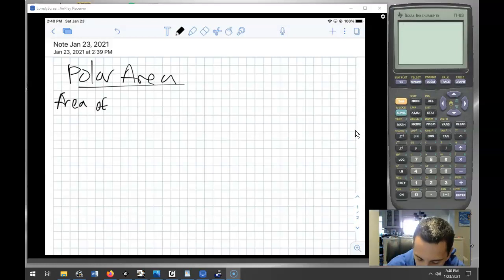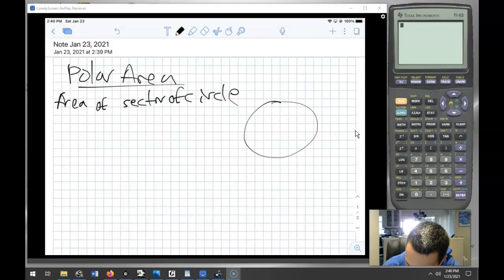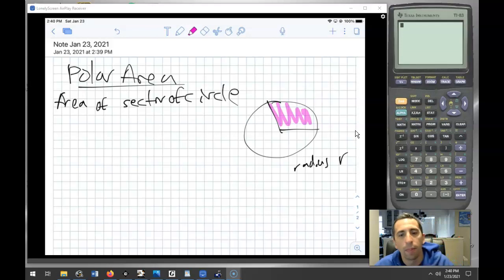How do we find the area of a sector of a circle? So what I mean by that is if we have a circle, and this circle of course has some radius r, and we want to find the area of just one section of it, like this pink region right there, how do we find it? Well, let's think back to geometry. We're going to do this to help us come up with the formula for how we solve this problem.